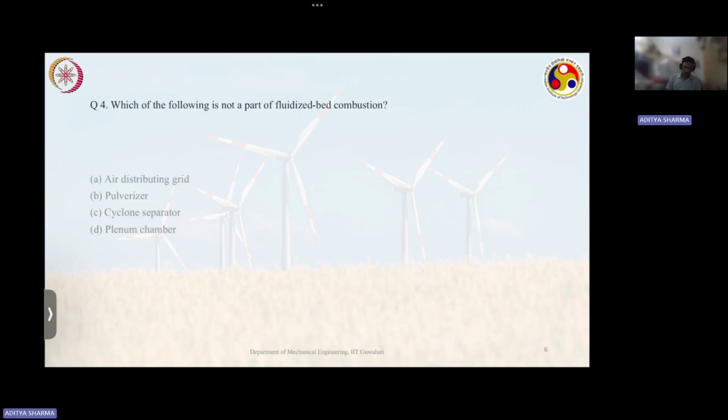Which of the following is not a part of fluidized bed combustion or combustor? We have air distribution grid. Second is your pulverizer. Third is your cyclone separator. Fourth is your plenum chamber. Plenum chamber is the space from where the air is directed towards your air distribution grid, right? And above your air distribution grid, you have your bed.